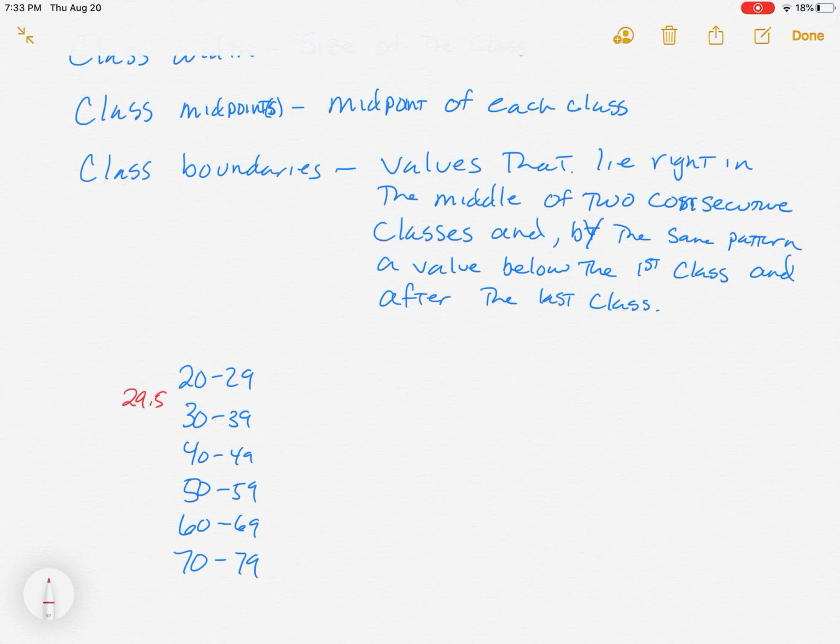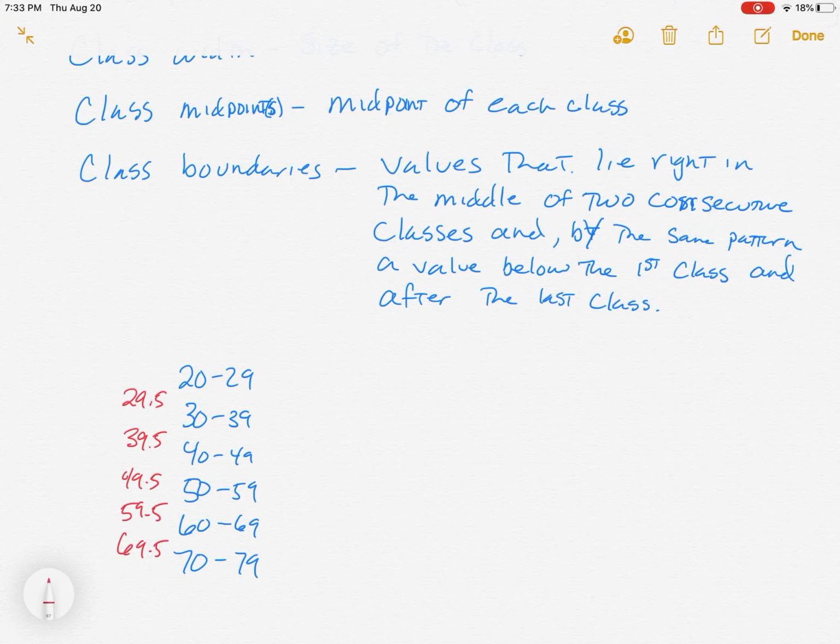What's right in between 39 and 40? 39.5. What's right in between 49 and 50? 49.5. Notice that all these red values lie right in between each class. They don't belong to the first one. They don't belong to the one that follows it. They are right in the middle. So that's that first part. Now notice how far apart they are. They're 10 apart. 59.5, 69.5.